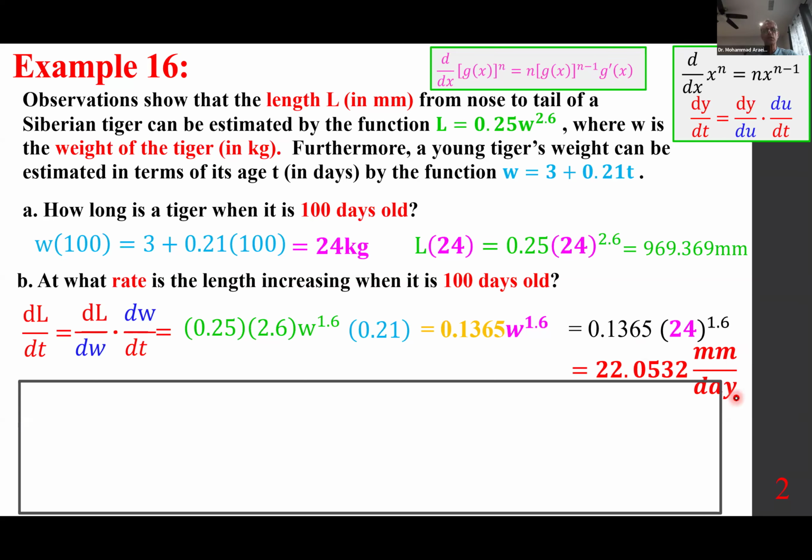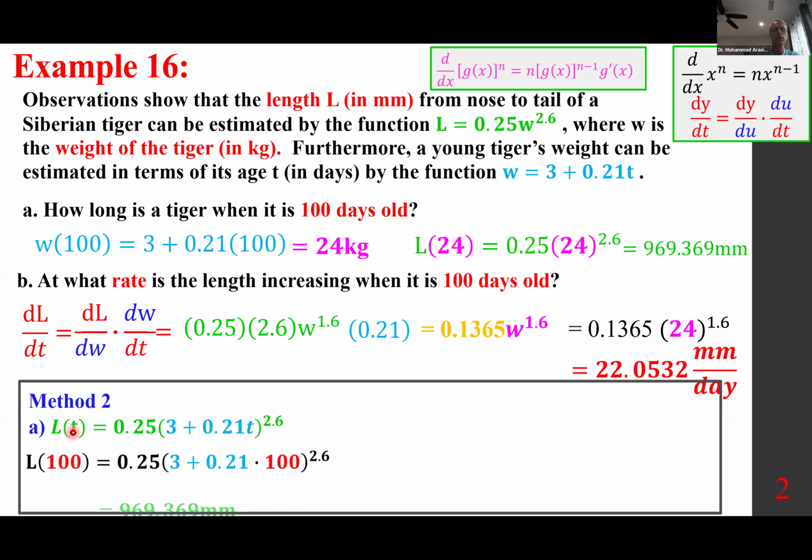Now, that's pretty straightforward, everybody. I want to look at the second methodology, meaning this is easy to find the composite function, replacing the W with 3 plus 0.21 t. L becomes a function of t, and work on that. You can do that. So obviously for part A, t is 100, replace it, and if you go through the process, you will get the same answer as here. And again, as far as the number of decimals, you want to pay attention to the number of decimals that they ask you.